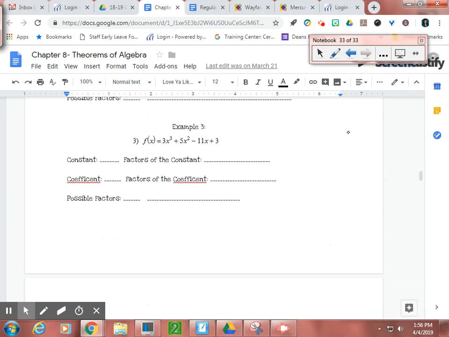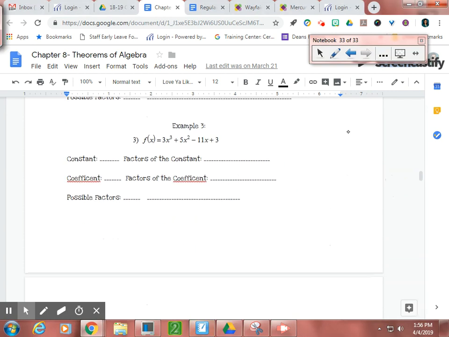All right, then let's look at the third one. The constant is the number 3. What multiplies to give us 3? 1 and 3. The coefficient is 3. What multiplies to give us 3? 1 and 3.